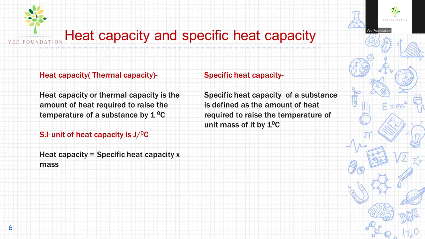Heat capacity, it is also called thermal capacity. Heat capacity or thermal capacity is the amount of heat required to raise the temperature of a substance by 1 degree Celsius. The SI unit of heat capacity is joule per degree Celsius. Heat capacity is equal to specific heat capacity into mass of the substance. Specific heat capacity of a substance is defined as the amount of heat required to raise the temperature of unit mass of substance by 1 degree Celsius.